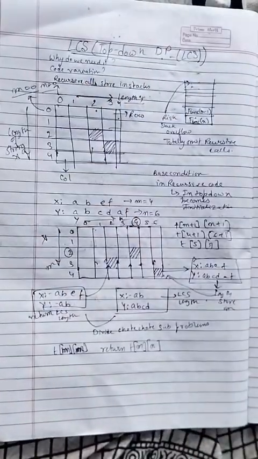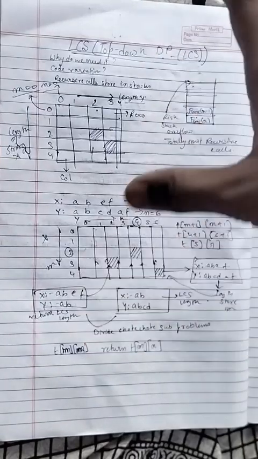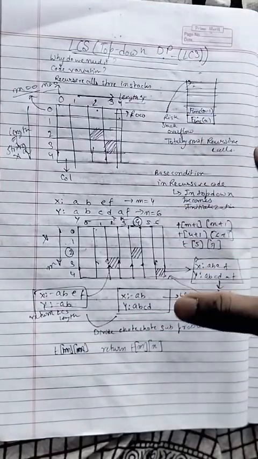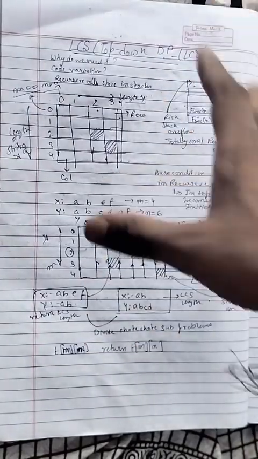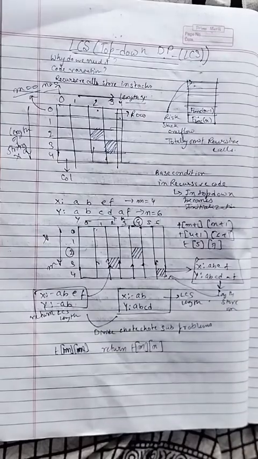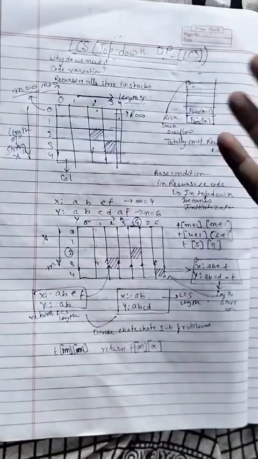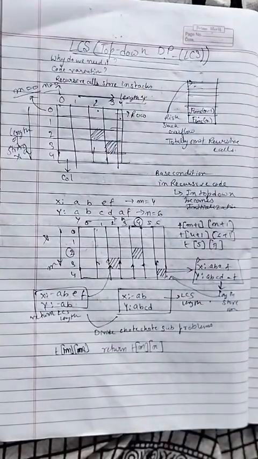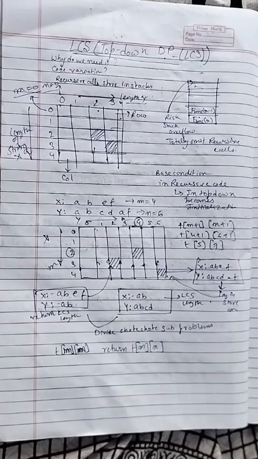So now we are seeing LCS top down DP. This is the thing where we are not doing any recursion part plus table that we have seen in memoization. Now we are only doing the table part. Why we are doing this? That's the main question. Why we need it? Why we should not do recursive calls?